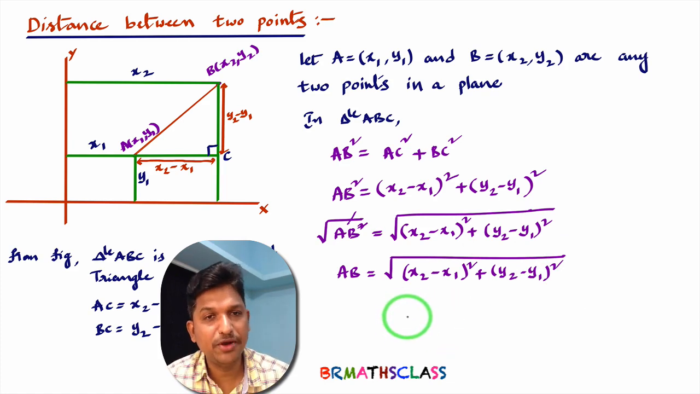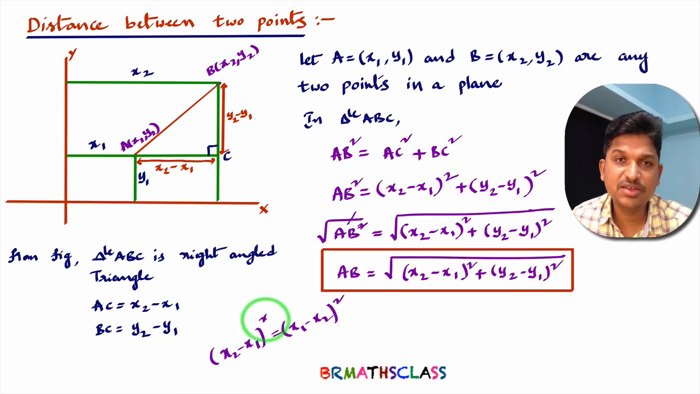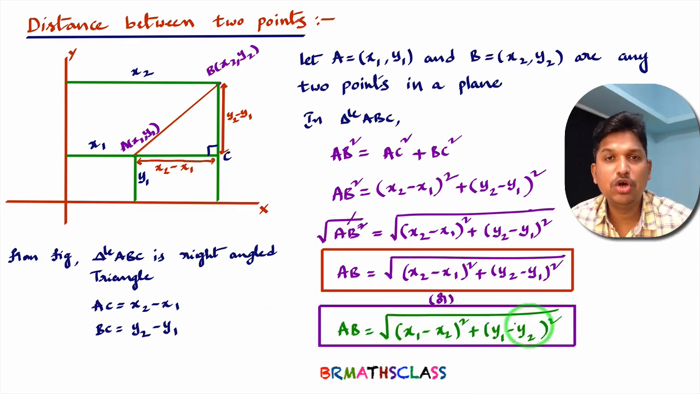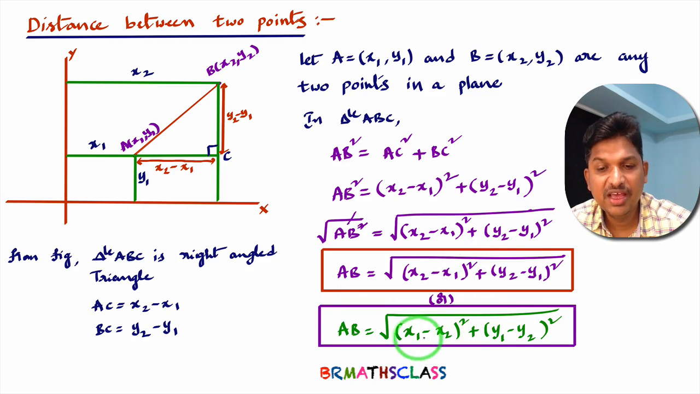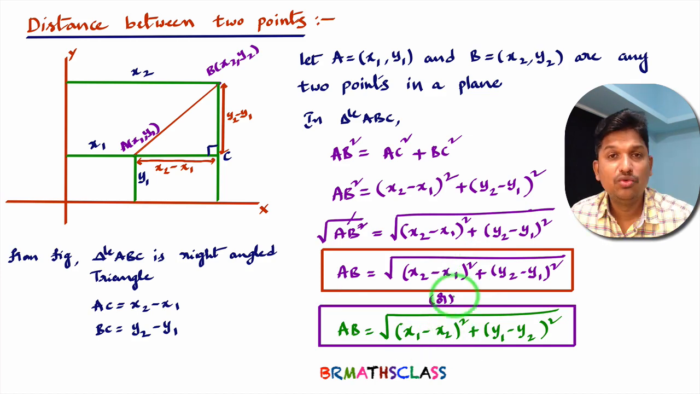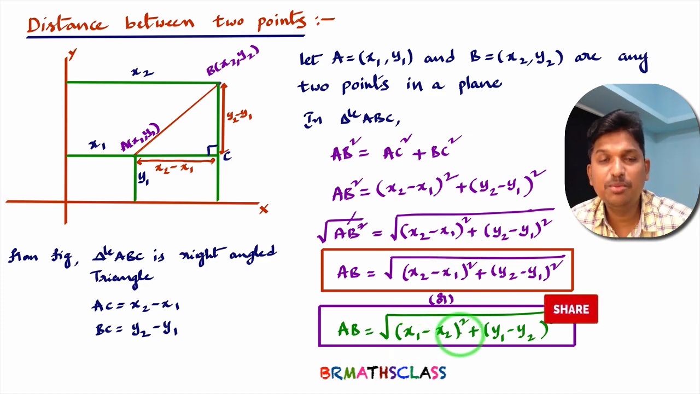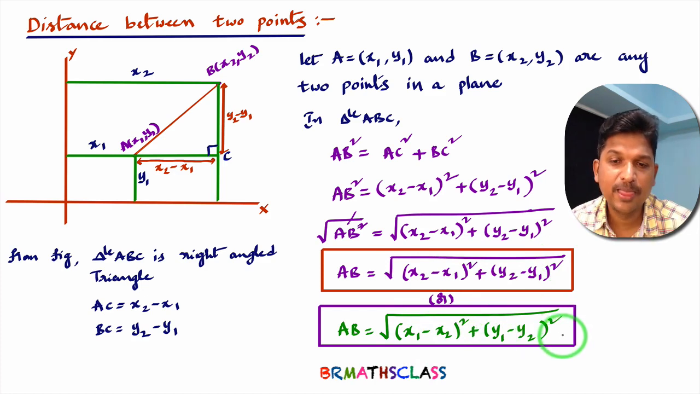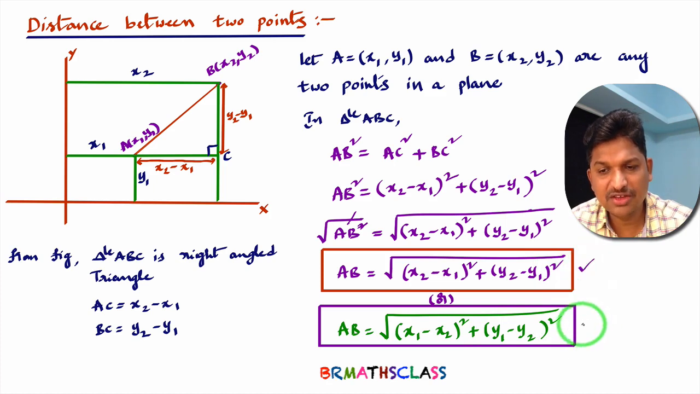Here a small point you need to know. (x2 minus x1) whole square is same as (x1 minus x2) whole square. You observe this green color one. What is the difference between these two formulas? Here (x2 minus x1) whole square is there. Here (x1 minus x2) whole square is there. As we discussed, (x2 minus x1) whole square is same as (x1 minus x2) whole square. So (y2 minus y1) whole square is same as (y1 minus y2) whole square. So to find the distance between 2 points, you can use any one of these two formulas.